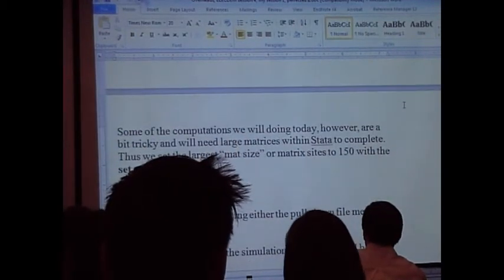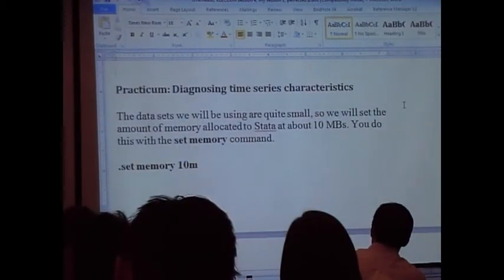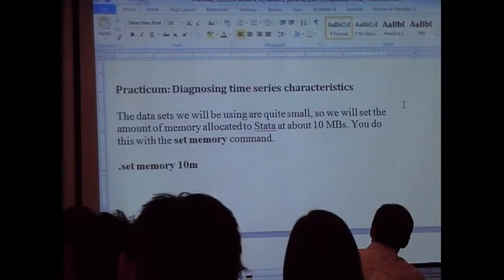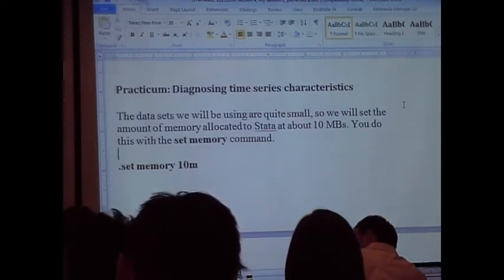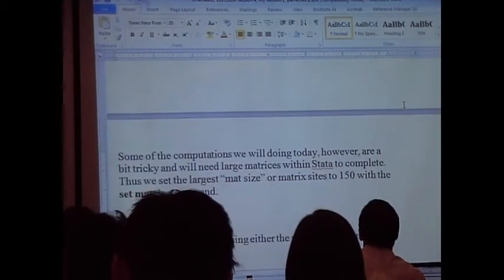If you're familiar with data, you know you need to do things like set mem, set your memory in terms of megabytes. Here it's 10. What I'm going to do after class today, just to simplify things, is send you these slides so you'll have them handy, and I'm going to send you the data set so you have it handy.